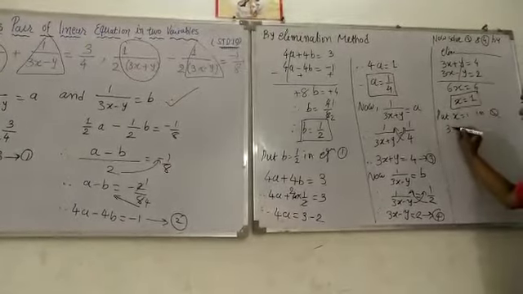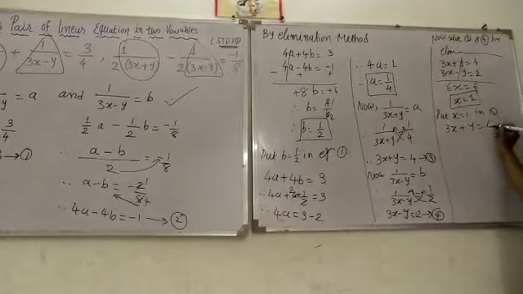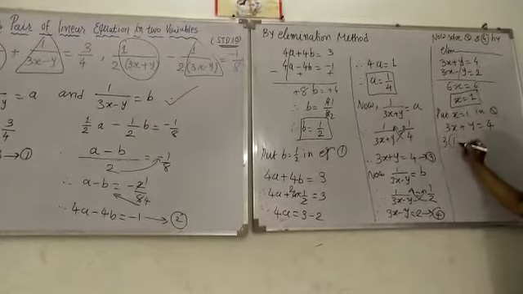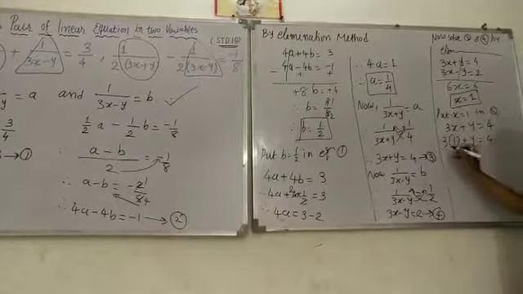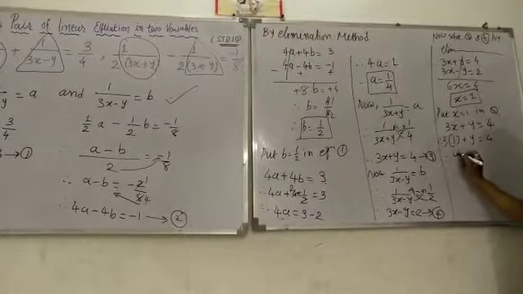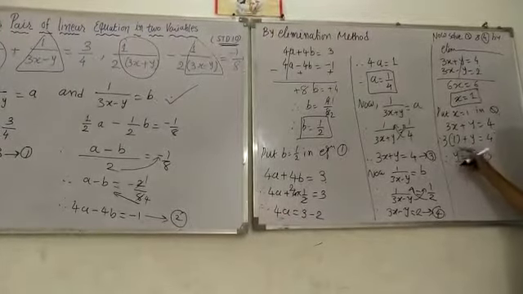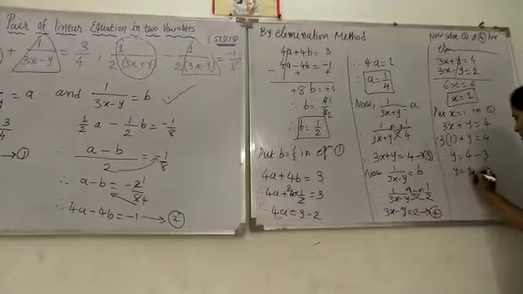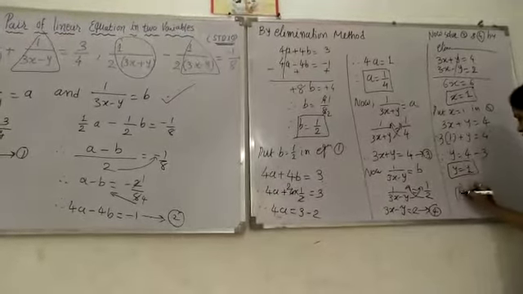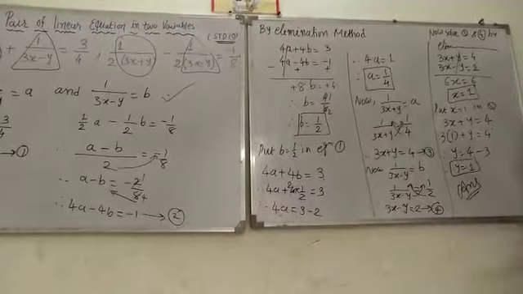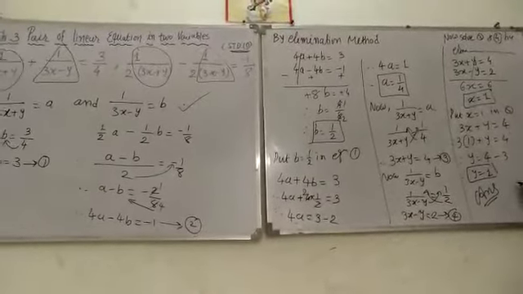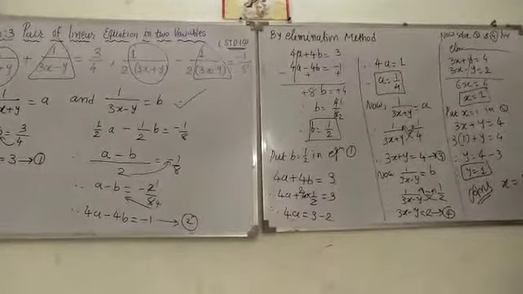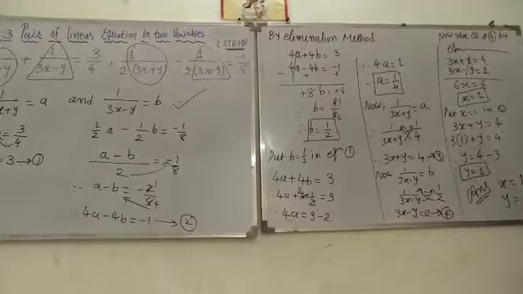So what is your 3? 3x plus y is equal to 4. So 3 into 1 plus y is equal to 4. So y is equal to 4 minus 3 because 3 ones are 3, change side of 3. So y is equal to 1. So what is your answer? The solution of the given pair of linear equations is x is equal to 1 and y is equal to 1.